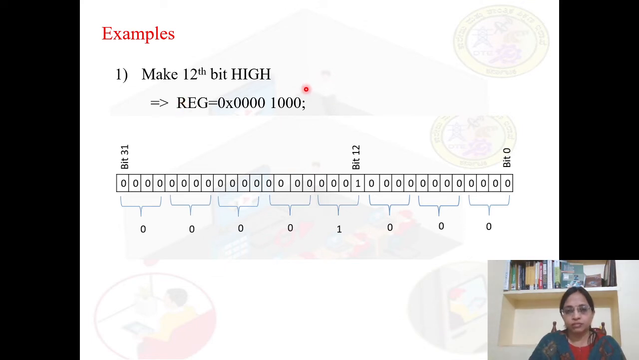And if I want to use the other method, that is using binary representation, then I have to write it as 1 left shifted by 12 places.